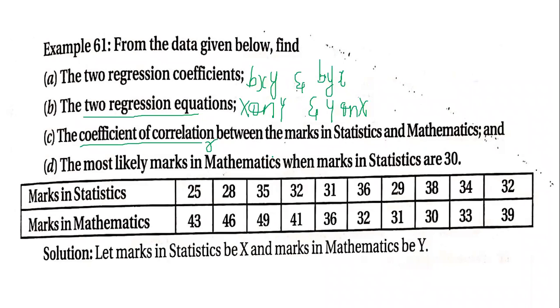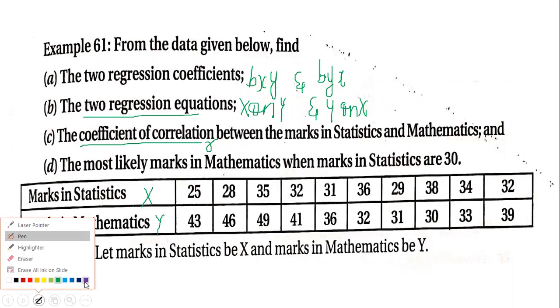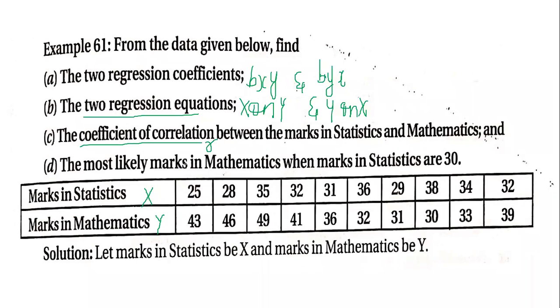So we have to find all of these from this given data, and the most likely marks in mathematics when the statistics marks are 30. So we are assuming statistics marks to be X and mathematics marks to be Y. Okay, and then we will find out the maths marks. We are going to find out Y when X is given, that is X is equal to 30. Okay, now let us go to the problem directly.